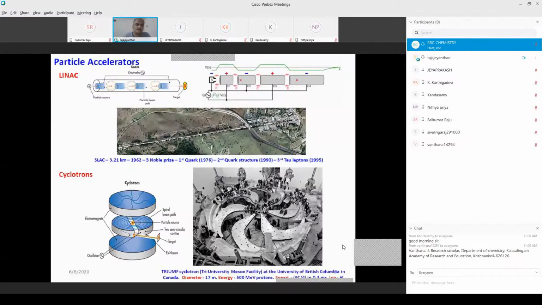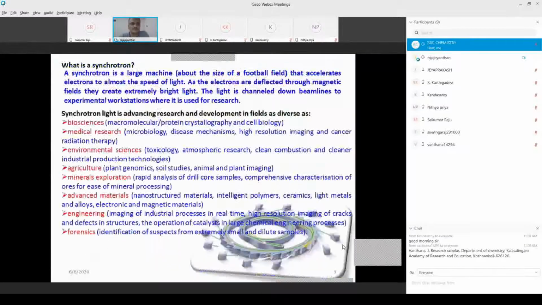Next, the particle accelerator we are much interested in learning about is the synchrotron. The synchrotron is basically an electron particle accelerator. By definition, a synchrotron is a large machine about the size of a football field that accelerates electrons to almost the speed of light. As the electrons are deflected through magnetic fields, they create extremely bright light. This light is channeled down beamlines to experimental workstations where it is used for research. This is the definition of the synchrotron.